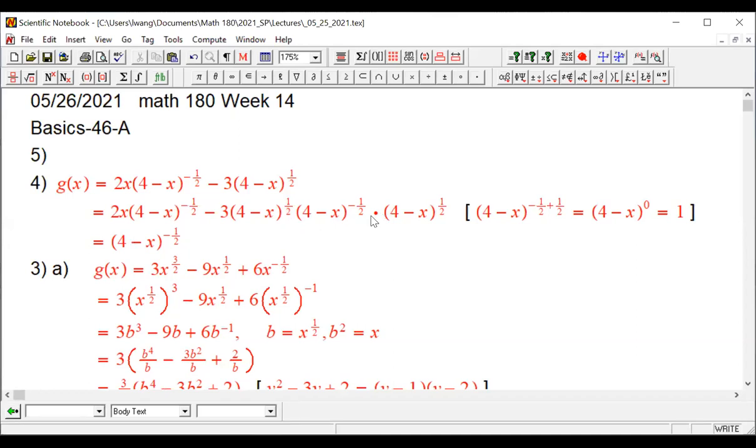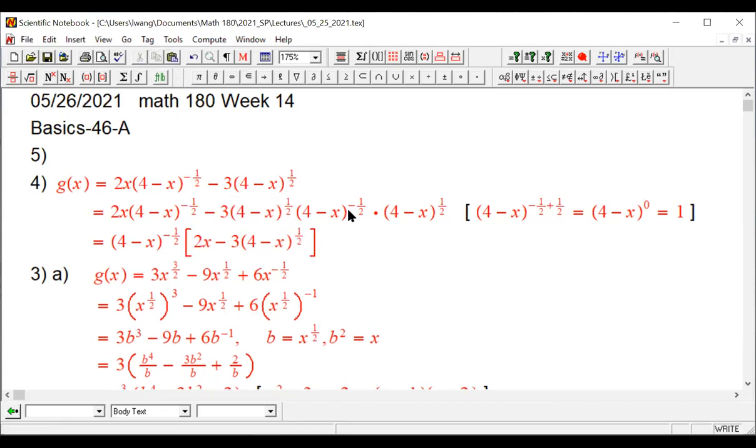And now we have it, right? We have this piece. So this piece is factored out. And then what's left inside, over here, you have 2x minus 3 times that, 3 times that. And this piece is out. So you have this other piece.